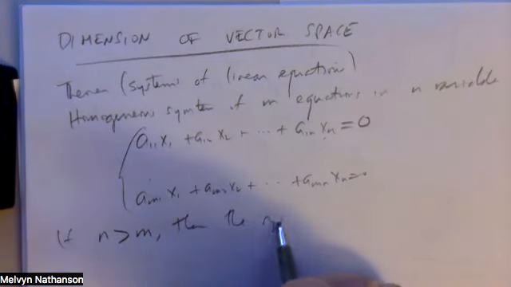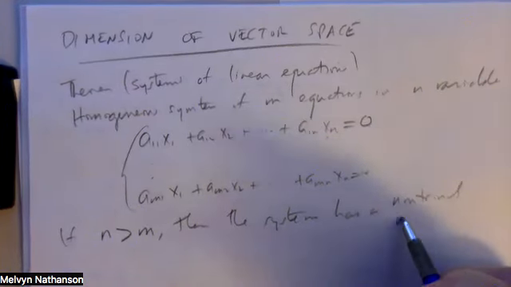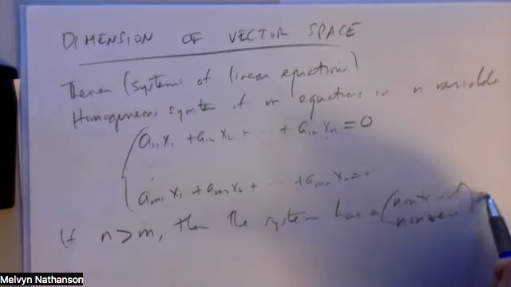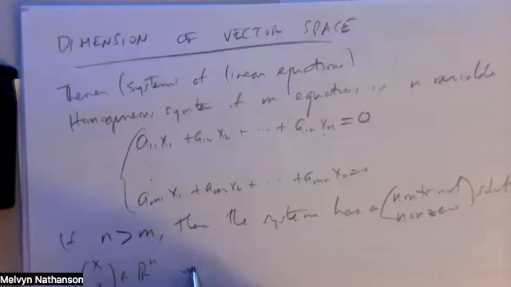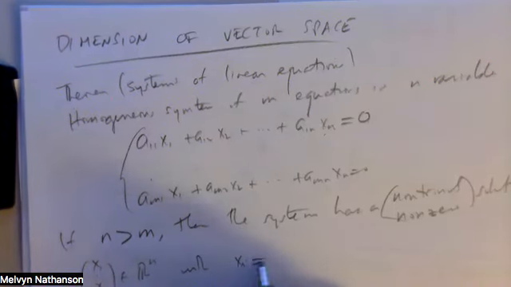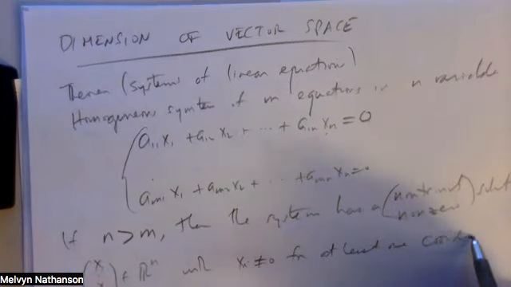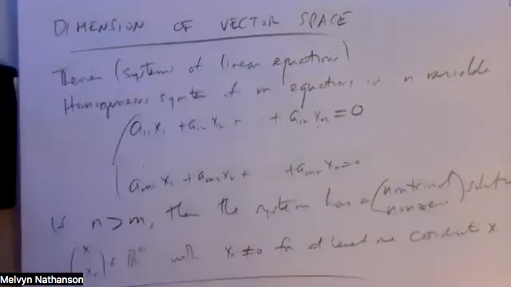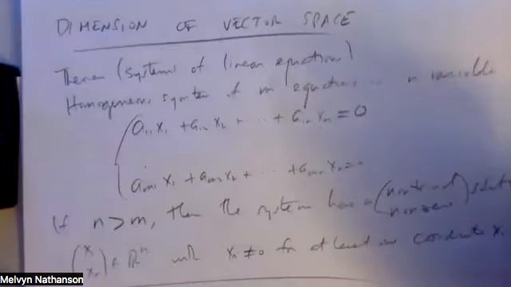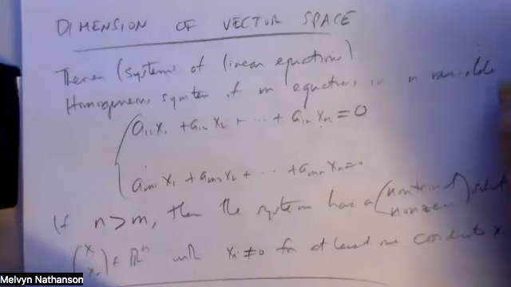then the system has a non-trivial or non-zero, they mean the same thing, solution, a solution x1 up to xn in Rn with not all the x's equal to 0, with xi different from 0 for at least one coordinate xi. So this is a big theorem about systems of homogeneous linear equations. More variables than equations means there's always a non-trivial solution. And this is the key to proving that vector spaces have dimension.